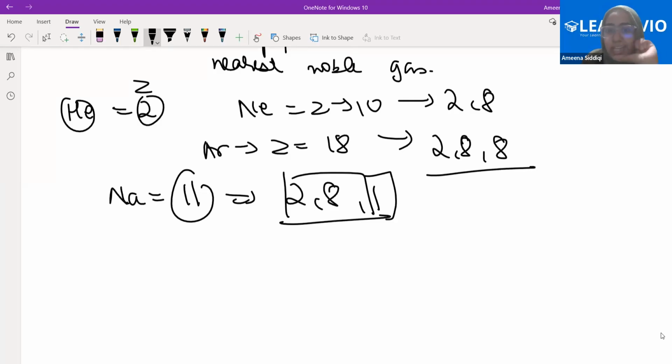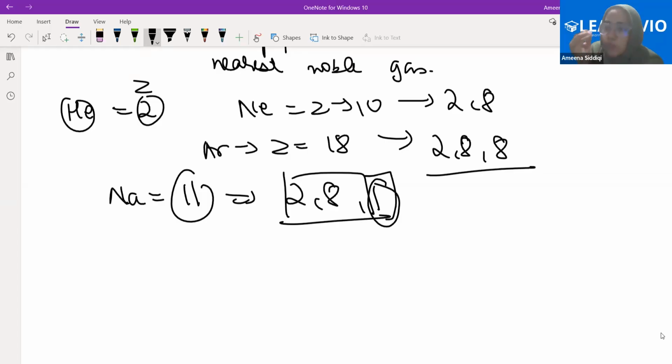Now, which is closer to sodium, neon or argon? Neon, right? The atomic number of neon is 10 and the atomic number of sodium is 11. It's almost right after neon. Therefore, sodium will try to attain the electronic configuration of neon, and in order to do so, it will lose this one electron present in the third shell. Is it understood, Jia?